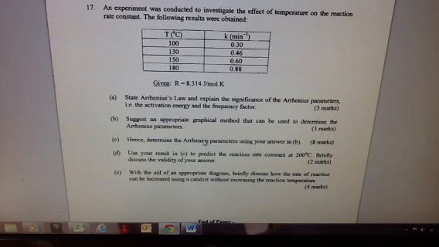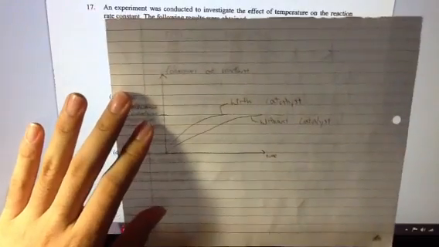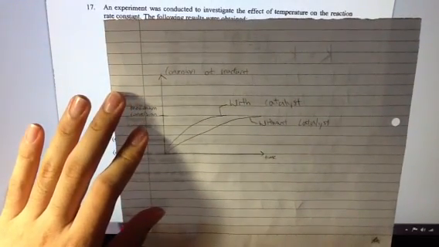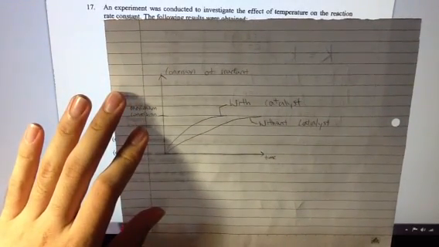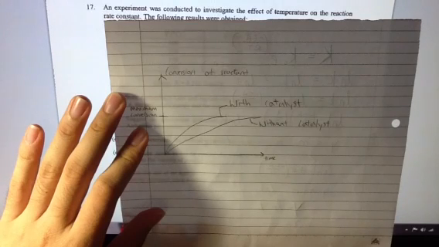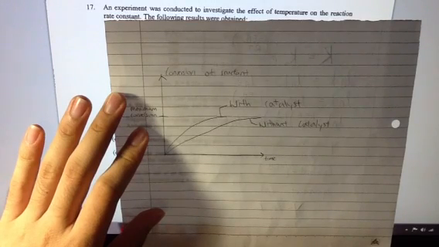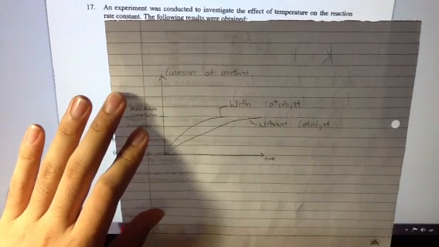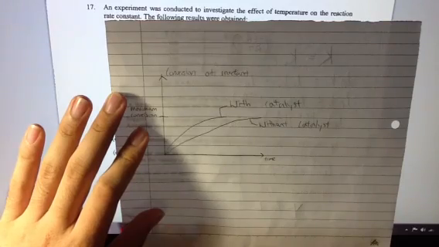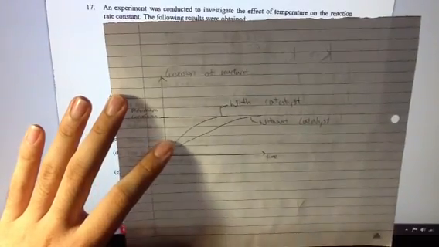So for part E, with the aid of an appropriate diagram, briefly discuss how the rate of reaction can be increased using a catalyst without increasing the reaction temperature. So assuming constant temperature, we can see the line with the catalyst reaches maximum conversion faster than the line without the catalyst with time.